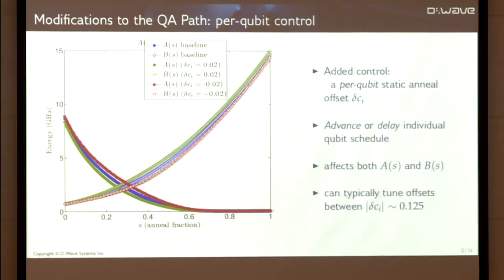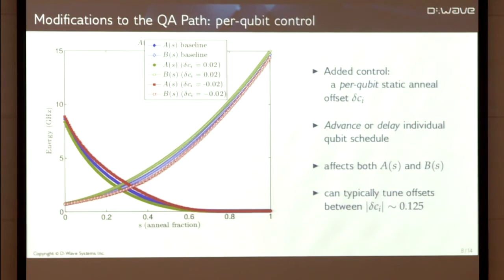And what I'm showing here is the energy functions for a delay, where you can see relative to their neighbors, a qubit that has been delayed has a larger A(s) and a smaller B(s). So again, both A and B are affected by the static offset, but this allows you, on an individual basis, to decide whether to advance or delay devices.